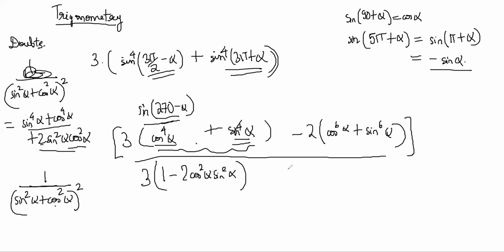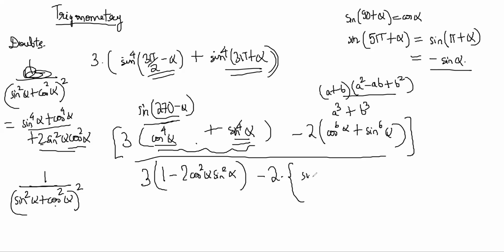So similarly, 3 times this minus 2 times this, I will think of it as a cube plus b cube, where a and b are sin square and cos square, right? So that is equal to a plus b into a square minus ab plus b square. A cube plus b cube, there's an algebraic identity. And if a and b are sin square and cos square, then a plus b is 1. So you end up with just sin 4 alpha plus cos 4 alpha minus sin square alpha cos square alpha.